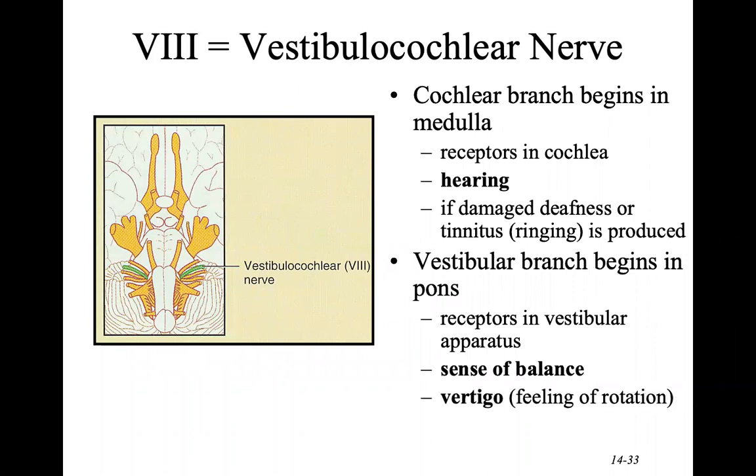Cranial nerve 8. Look at the name of that nerve. It's got 2 words in there, vestibulo and cochlear. Vestibulocochlear nerve. Cochlear deals with the hearing. The vestibular portion deals with your sense of balance. So the cochlear is hearing. If the cochlear portion is damaged, you can have deafness. You can have ringing of the ears called tinnitus.